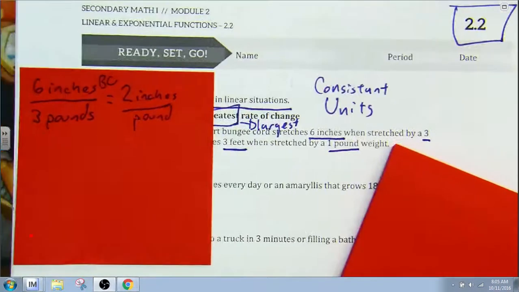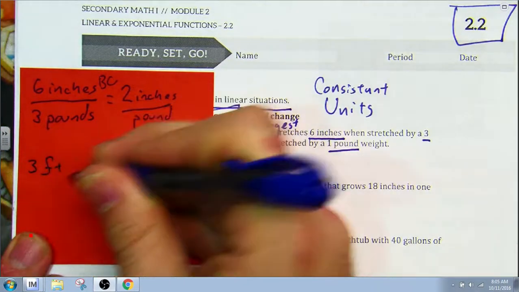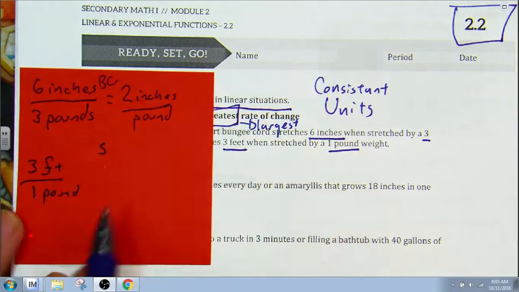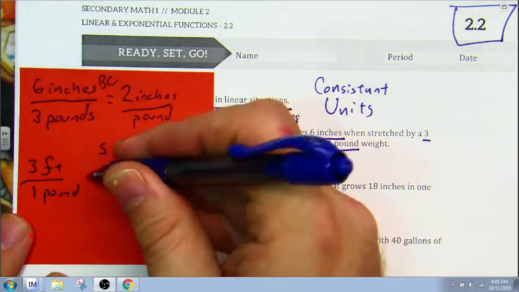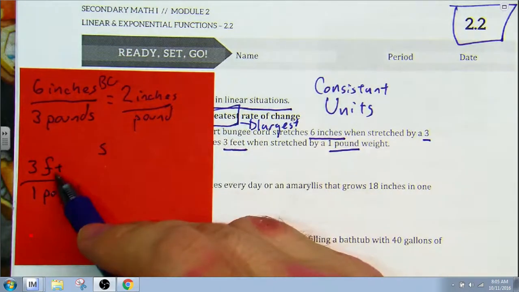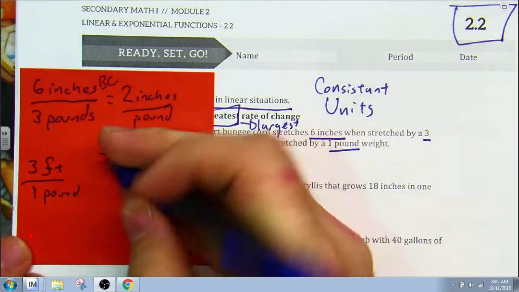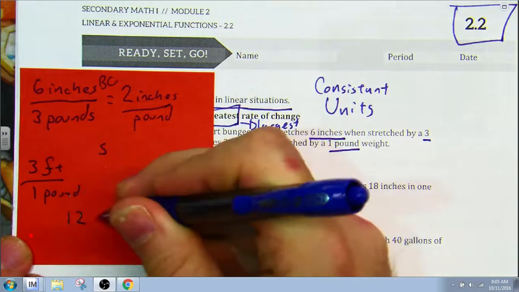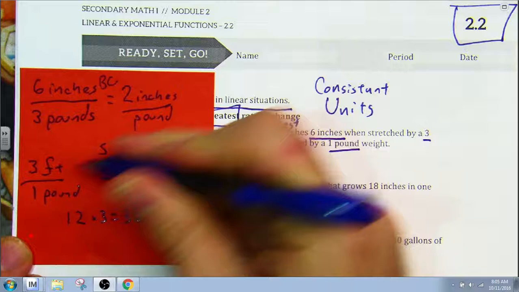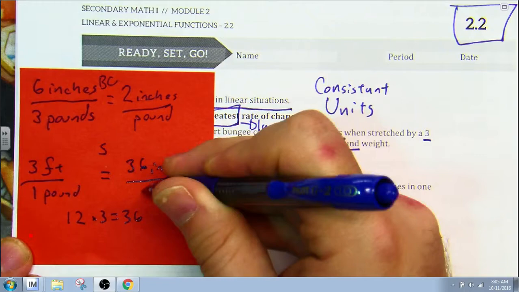With the slinky here, I go 3 feet per 1 pound. It's already a fraction, but when I have 3 feet per pound, I don't have the same units. So I either need to convert inches to feet or feet to inches. I'll convert 3 feet to inches. Since I know that there are 12 inches in a foot, if I multiply that by 3, I get 36. So this is the same thing as 36 inches per pound.